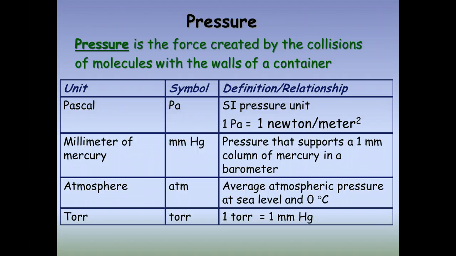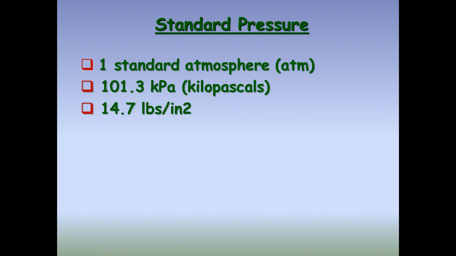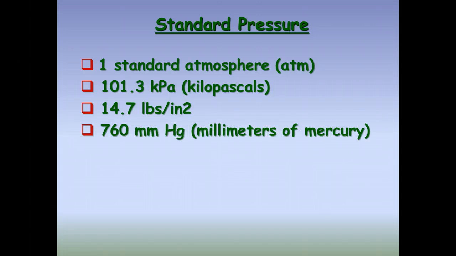Millimeter of mercury, mmHg, is the pressure that supports 1 millimeter of a column of mercury in a barometer. Atmosphere, atm, is the atmospheric pressure at sea level at 0 degrees Celsius. And torr is 1 millimeter of mercury, named for the scientist who invented the unit. Standard pressure is 1 atmosphere of pressure, or 101.3 kilopascals, or 14.7 pounds per square inch, 760 millimeters of mercury, 760 torr. All of these are standard pressure.